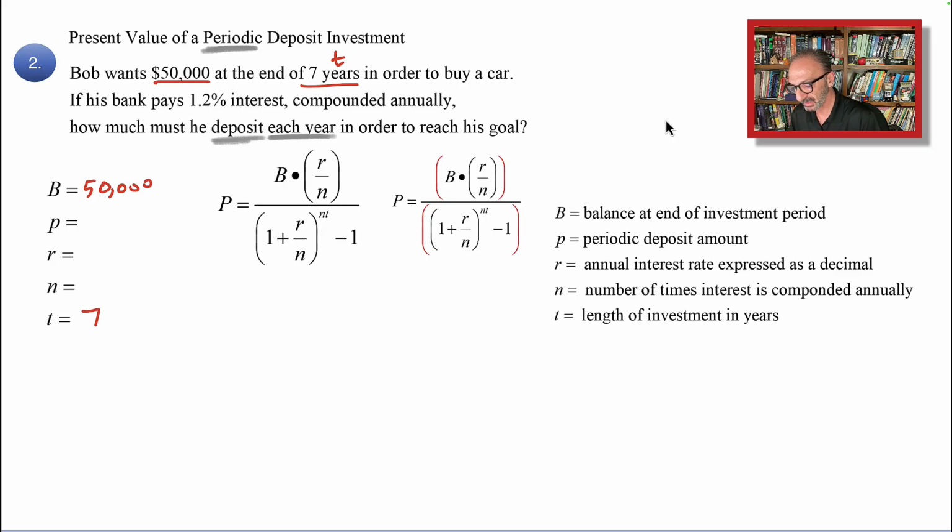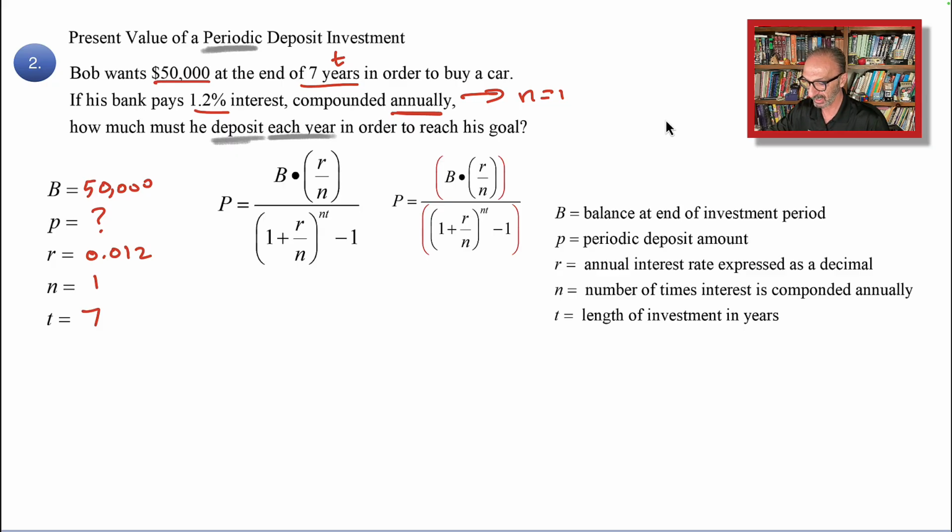If his bank pays 1.2% interest, so that's 0.012 written as a decimal, compounded annually. Annually means n equals 1. How much must he deposit? So the principal is missing, each year, that's periodic, in order to reach his goal.